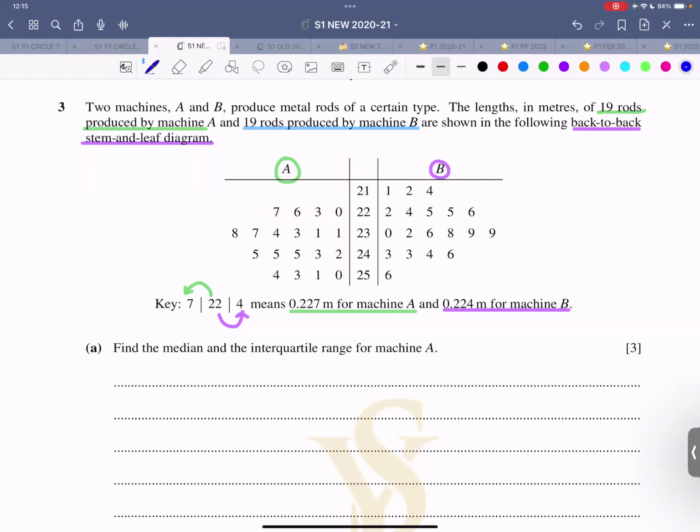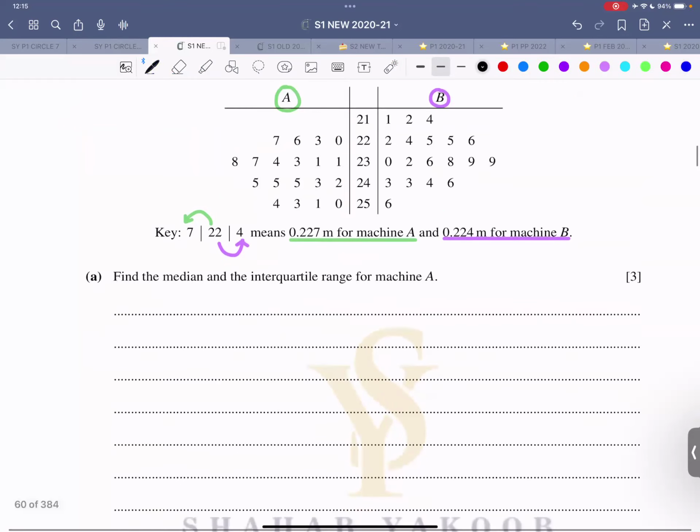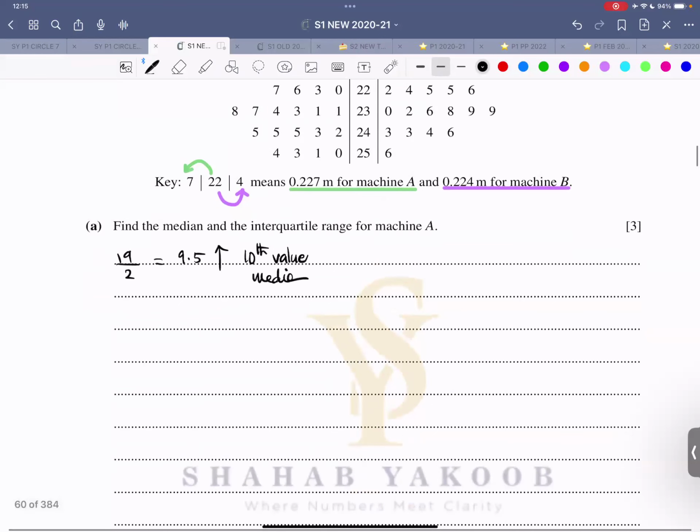So now let's focus on this. First of all, what I'll do is write over here 19 divided by 2. That is 9.5, round it up. That is the 10th value. That is the median value. That is the first thing. That means T10 is over here.